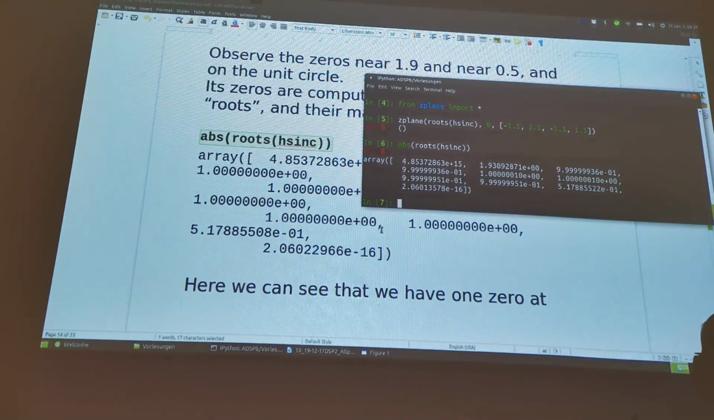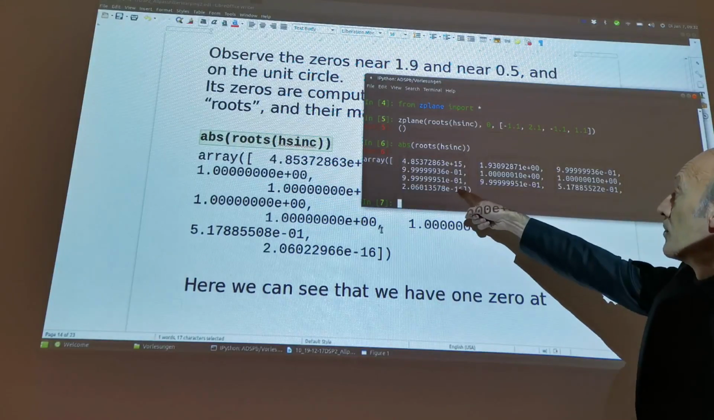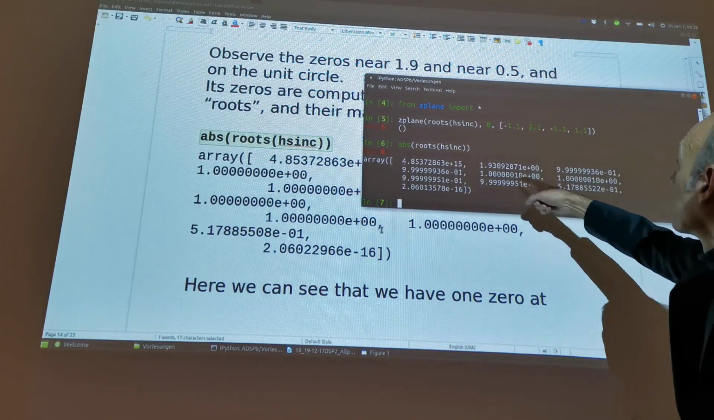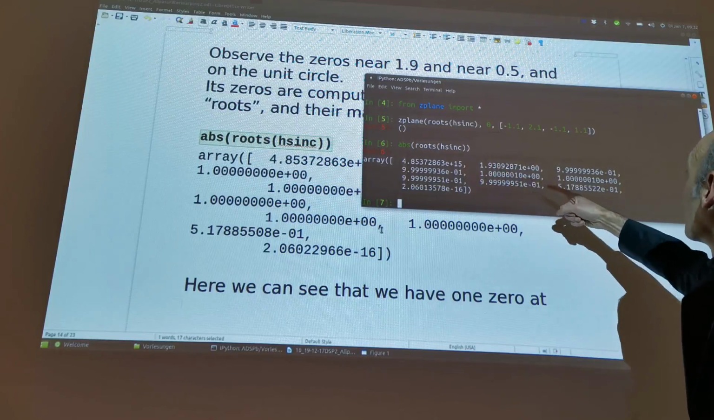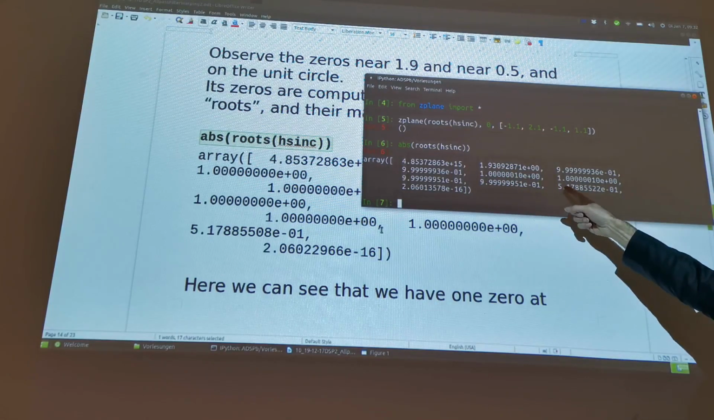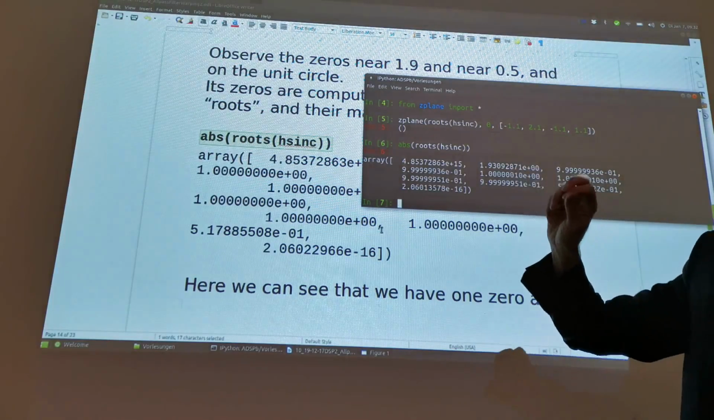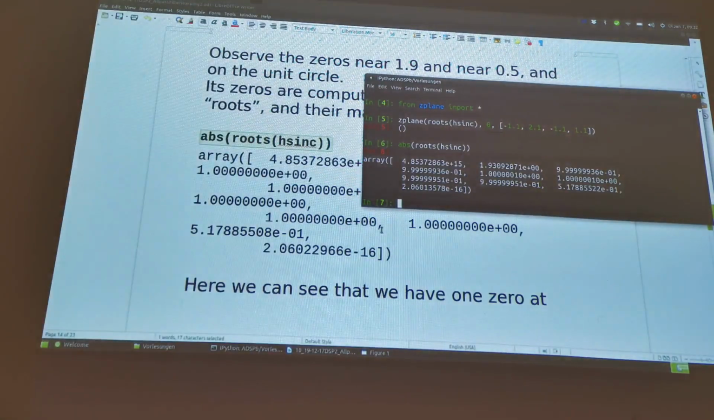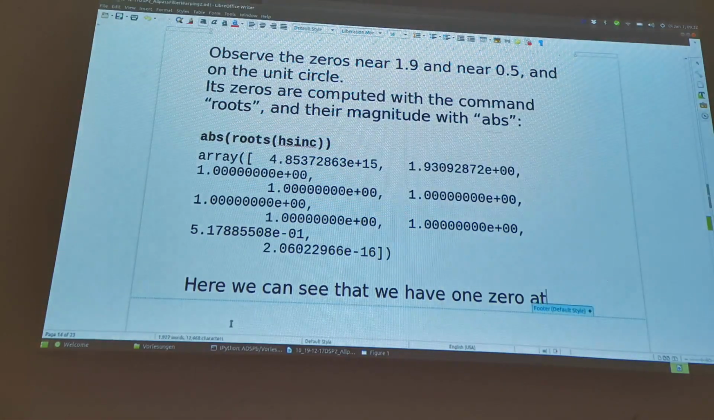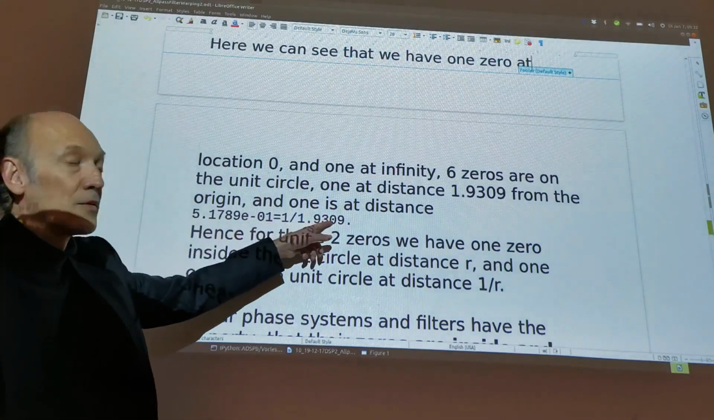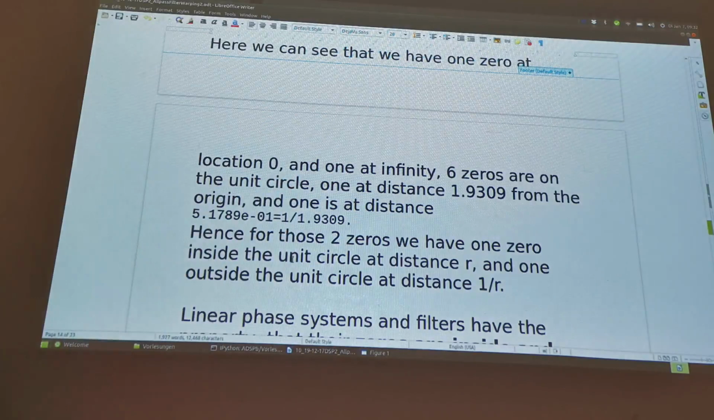Then there's one at, where's the one at 0? Here's the one at 0, right? So this also fits, one is 1 over the other. Then we have one at 1.9, and then we have one at 0.517. So now we have to just check that this is 1 over this, to see if this really is the rule. Yeah, and indeed it turns out that this one number is 1 over the other number. Right? So it fits exactly.